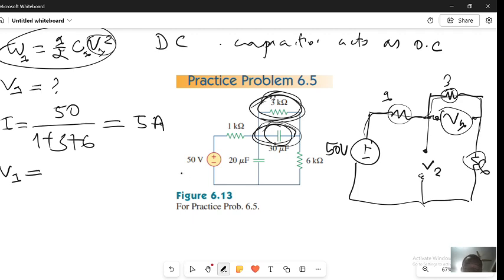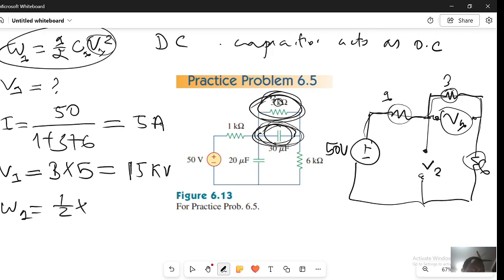Means that V1, if I want to find the value of V1, I will use Ohm's law. What Ohm's law said is that I will have 3 multiplied by 5. I will have 15 kilovolt, because this is K. Now I have 15. Now if I want to find the energy, I will have omega 1 equal 1 by 2 multiplied by the capacitor, 30 multiplied by 10 minus 6, multiplied by V, 15 square.